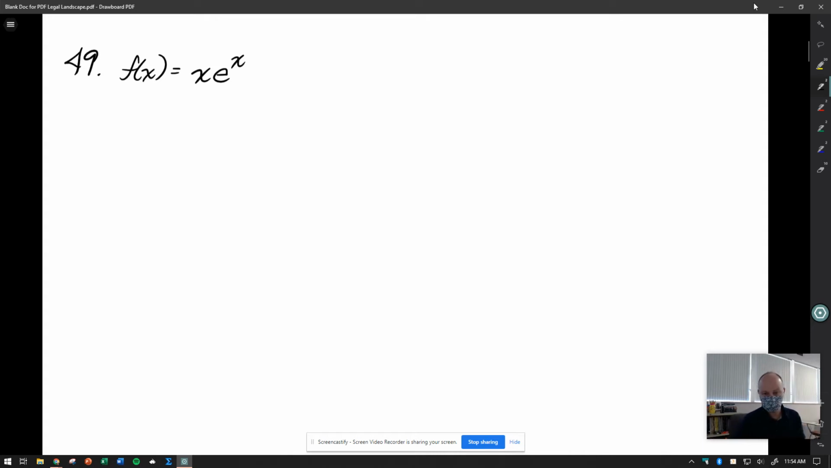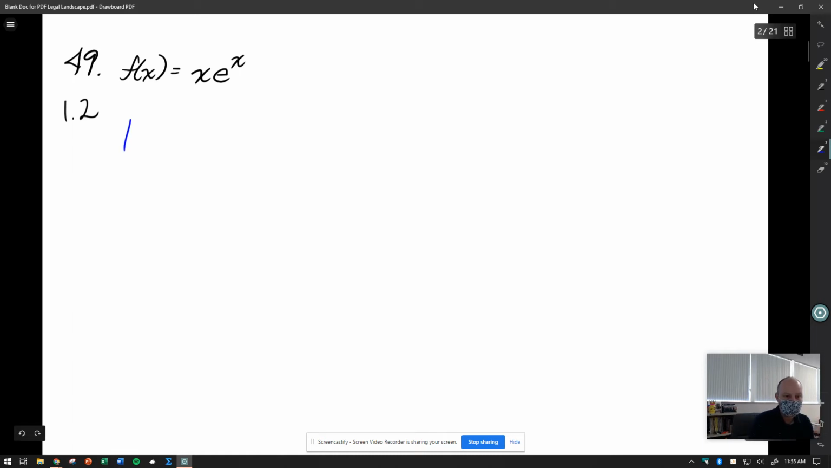Okay, we got one more request here. This is number 49 out of 1.2. And we have a function f of x is x times e to the x. And we're asked to look at a graph of y equals 1 over x to find the limit as x goes to infinity and negative infinity.